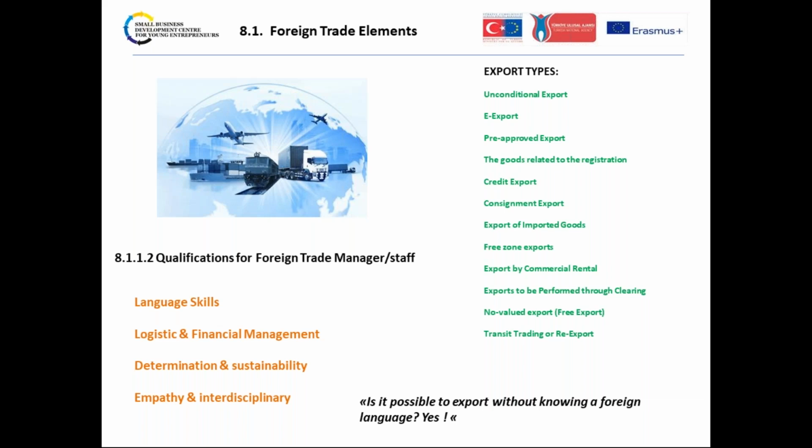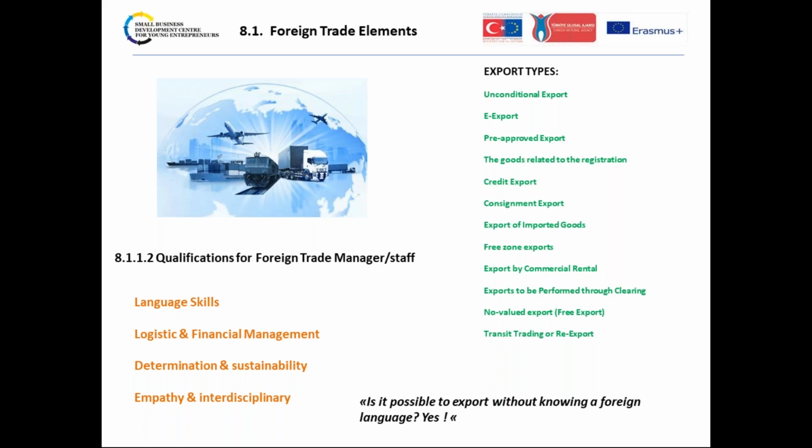This is the most important export style for me because the world is becoming more digital day by day, and electronic export has been always rising day by day in the world. And the third one is pre-approved export. Fourth, the goods related to the registration. Fifth, credit export. Sixth, consignment export.